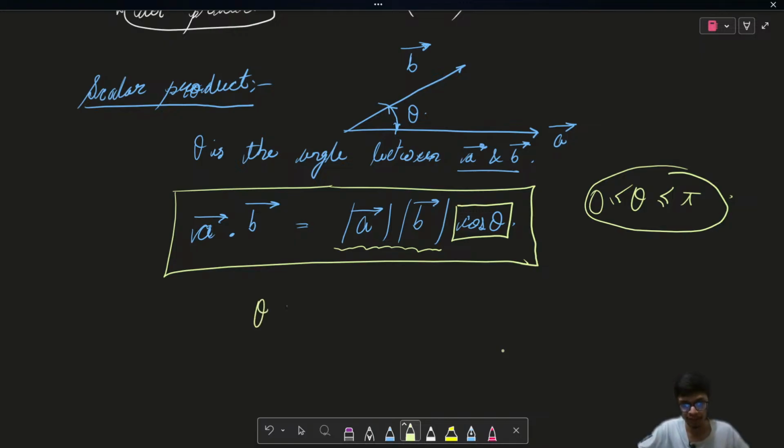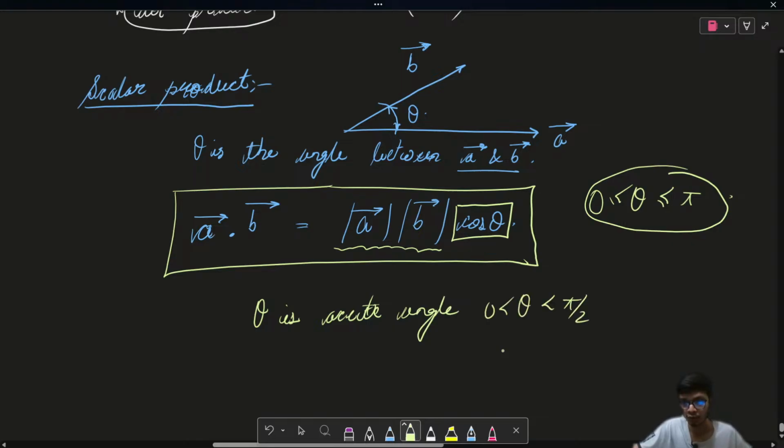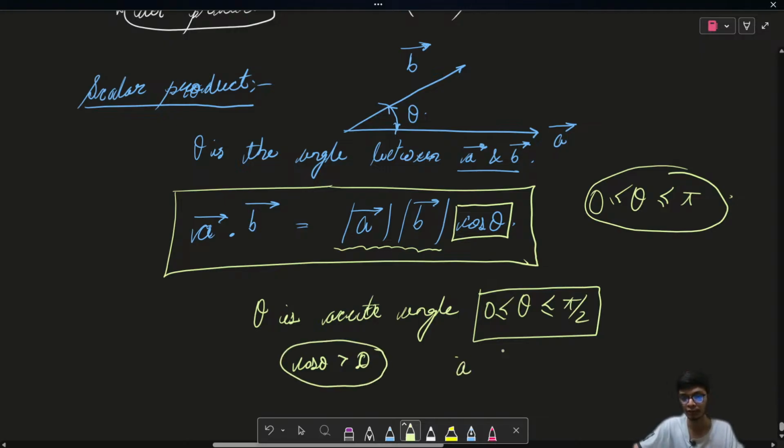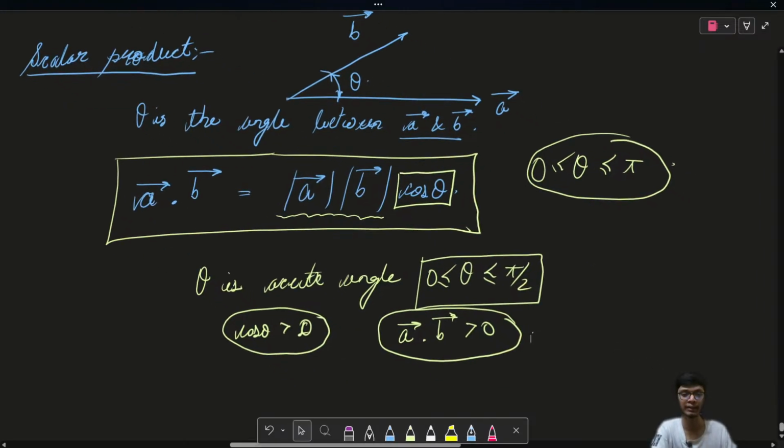So if my theta is an acute angle, that is, theta lies between 0 to pi by 2, then I will have cos theta greater than 0, or positive. Therefore, if I have an acute angle, then the scalar product is going to be greater than 0, or positive. So if the scalar product is positive, then I can say the angle between the vectors is an acute angle.